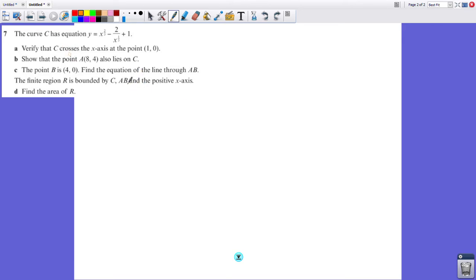So first part is verify that C crosses the x-axis at point 1, 0. All I'll do is just plug in x equals 1 into the equation of the curve and hope that I get 0 out of it. So y equals 1 to the power of 2 over 3 minus 2 over 1 to the power of 1 over 3 plus 1. So I'm hoping to get 0 out of this.